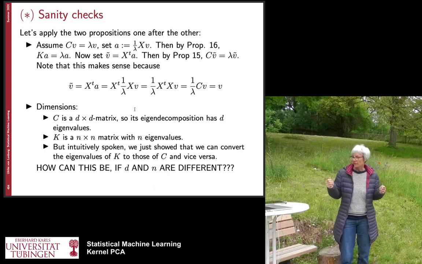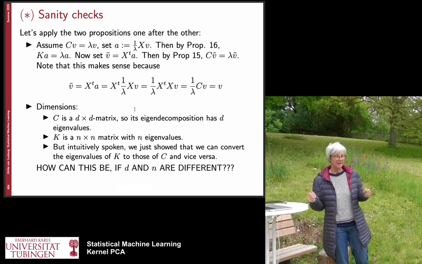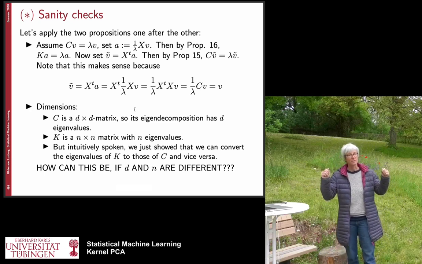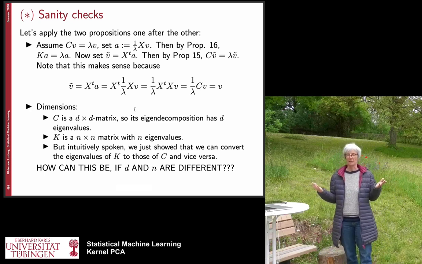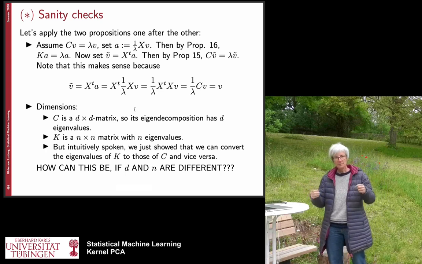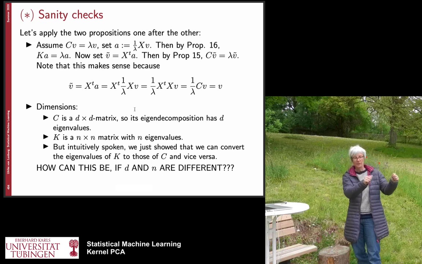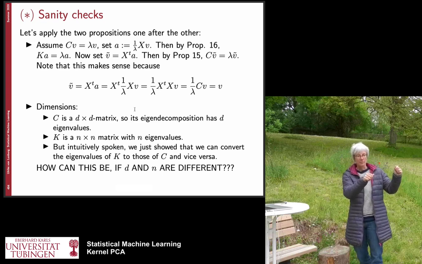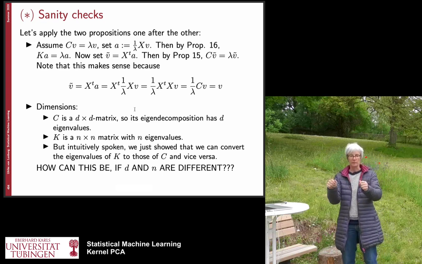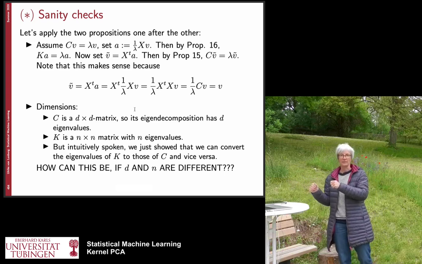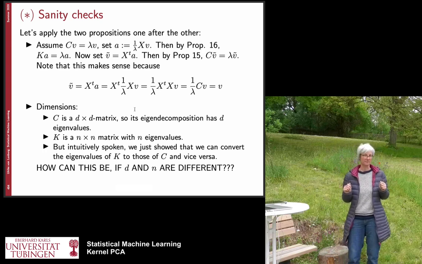I wanted to convince myself that nothing goes wrong on the way, because there are all these messy things going on and it's so easy to make mistakes. So maybe you might want a sanity check. Here is one. You can apply these two propositions one after the other. We start with c. The first proposition tells me the corresponding eigenvalue of k. And now the second proposition tells me how I can convert this again to an eigenvalue of c. And hopefully the two things coincide.